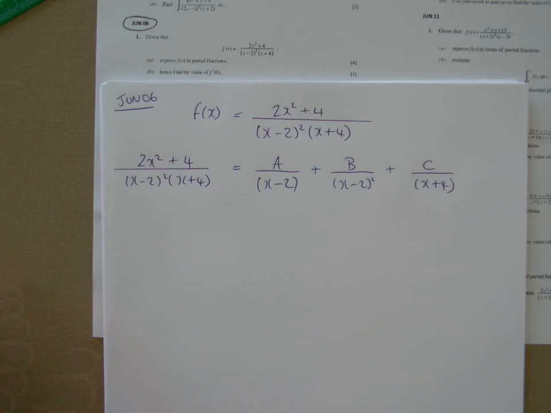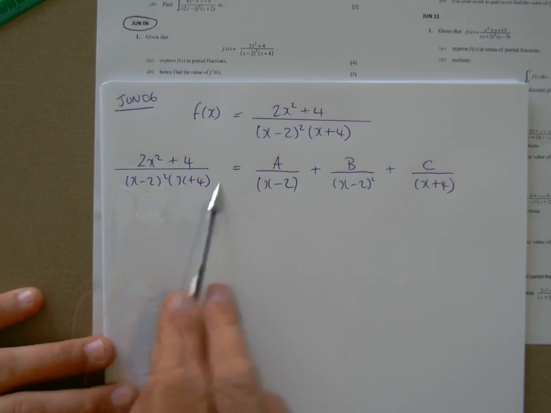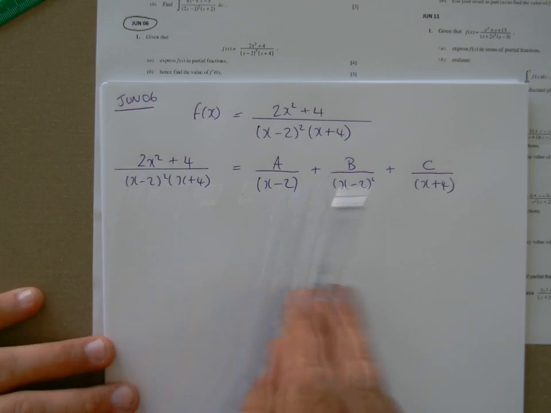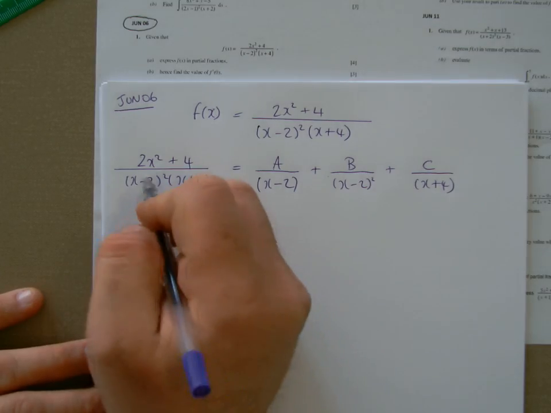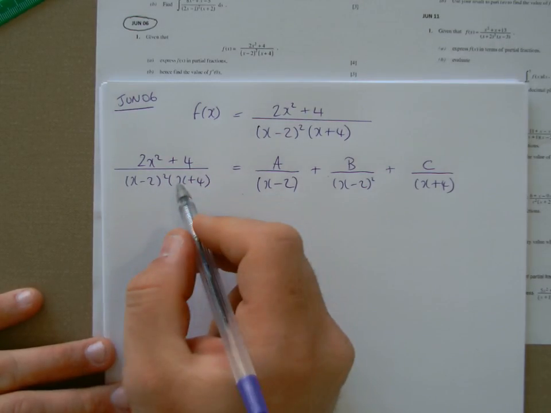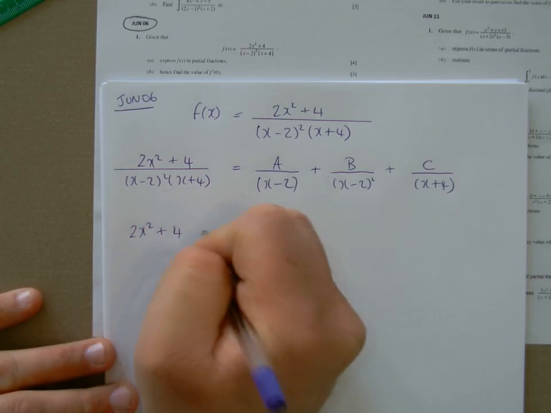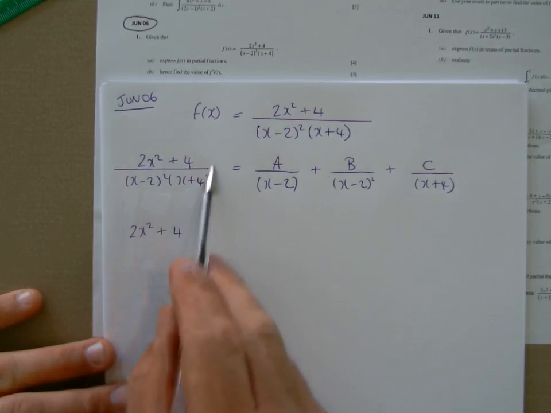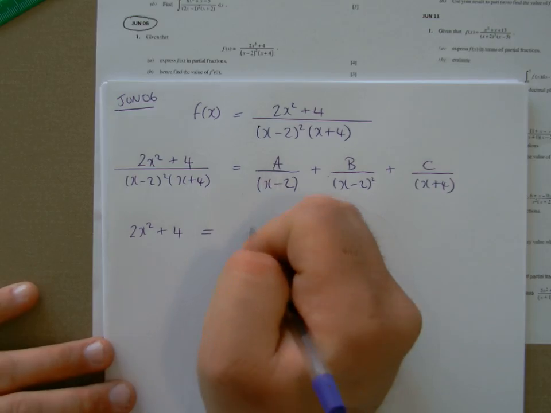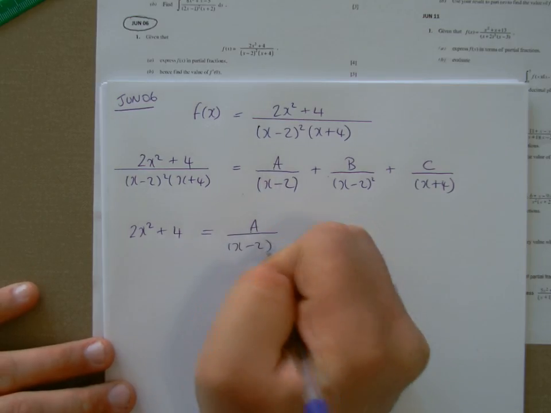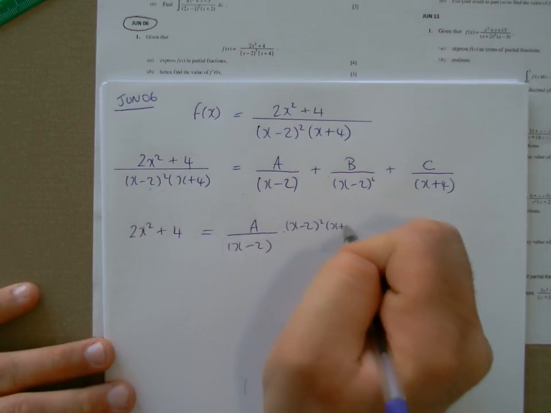Okay, so what I'm going to do then with partial fractions, I'm going to multiply through by what's on the bottom here. So I'm going to times through everything by what's on the bottom here. And if I times through by that, then what I'll end up having is that these will cancel on this side. So I'll end up having just 2x squared plus 4 here. Because if you think about it, if I times this side by what's on the bottom, they'll all cancel. On this side then, I'll have a over x minus 2. If I times it by this, I have x minus 2 all squared x plus 4.